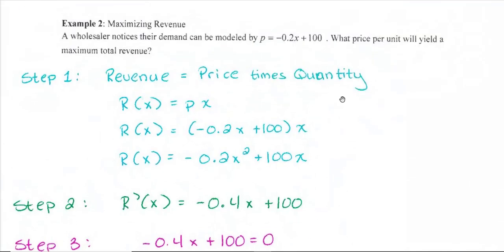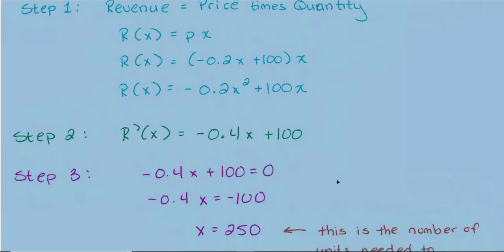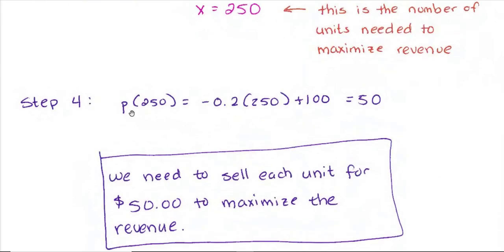But that's not what the question asked. The question said, what price per unit will yield a maximum revenue? I know how many I need, so now I need to use this equation right here to find the price I should charge. So into the price function here, I'm going to plug in 250 units, and I end up with 50. So to maximize the revenue, I know I need to sell 250 units, but more importantly, to answer the question, I need to sell them for $50 each. Make sure you're answering the question.